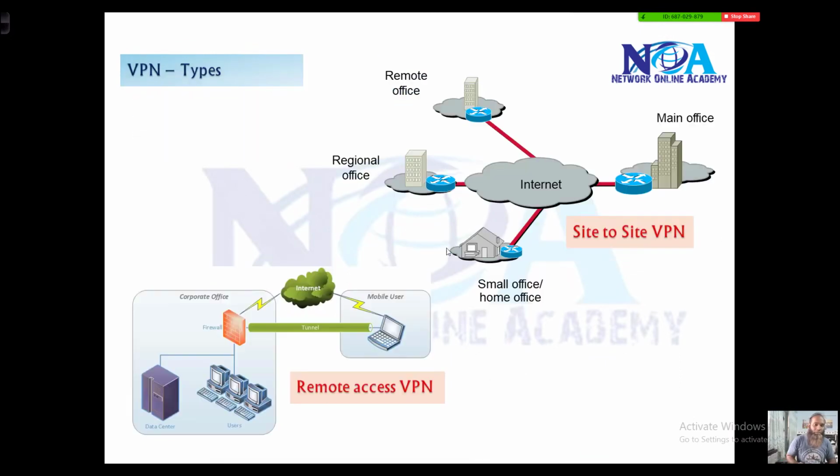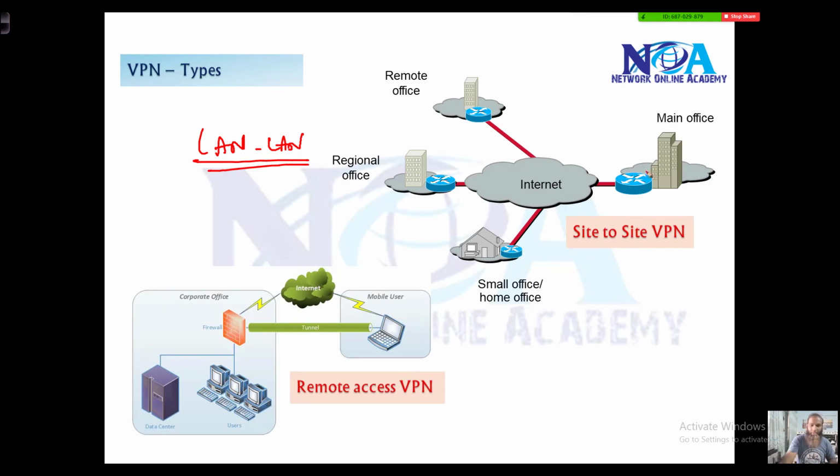We'll try to see the different VPN types. Now mainly there are two types of VPNs. We have site-to-site VPN or remote access VPN. Now the basic difference between these two is site-to-site are also called LAN-to-LAN VPNs.